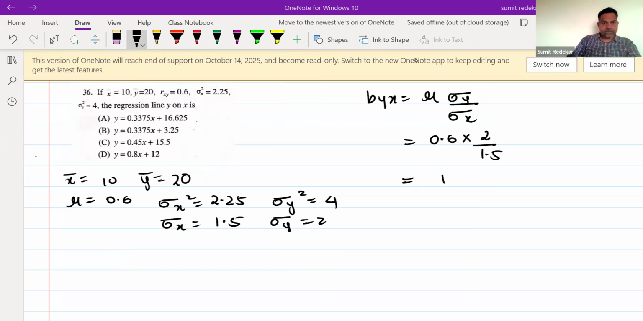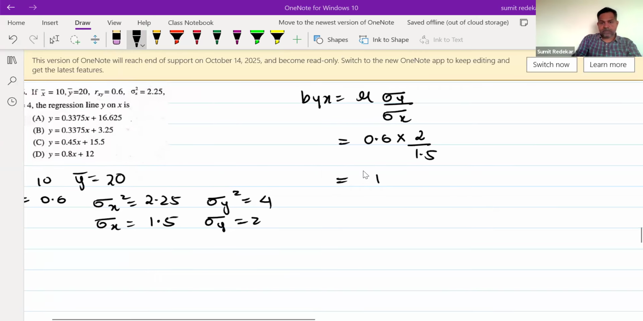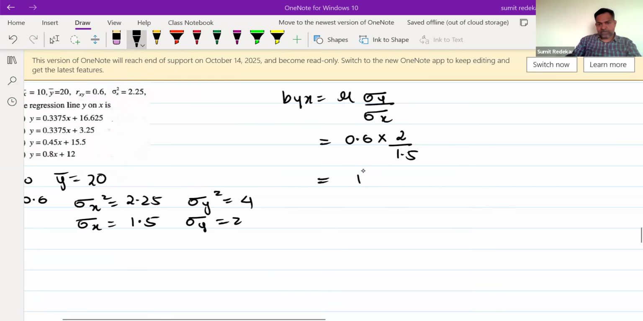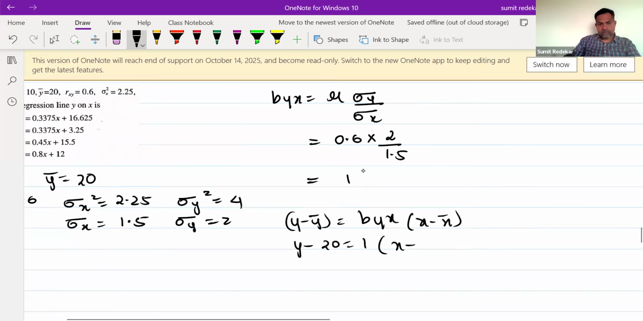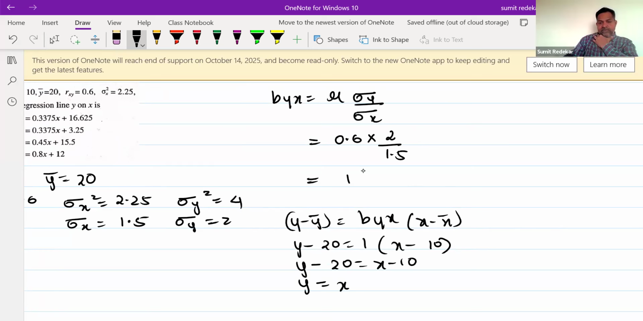Now they want the line of regression of y on x. So the line of regression of y on x is y minus y bar equals byx into x minus x bar. What was y bar? 20. byx is 1 into x minus x bar. What was x bar? 10. So can I say y minus 20 is x minus 10? 20 goes to the other side and becomes positive, so y is x minus 10 plus 20. So y is x plus 10.